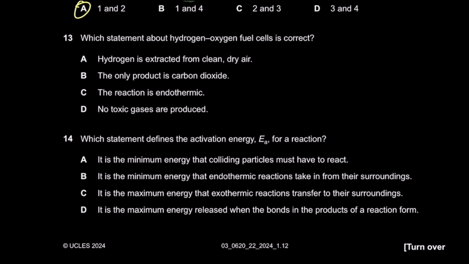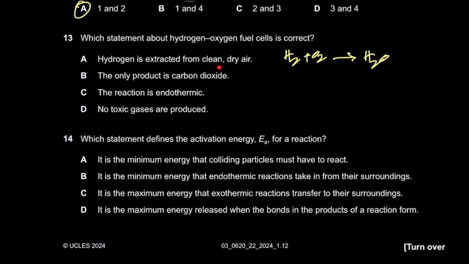Which statement about hydrogen oxygen fuel cells is correct? Well, let's check out the options. In the fuel cell, hydrogen reacts with oxygen to give H2O and also generate electricity. And it's also very beneficial for mankind because it does not produce any carbon dioxide. It only produces one chemical product, that is H2O, which is environment friendly and does not lead to global warming like our combustion engines where we use petrol, etc., right?